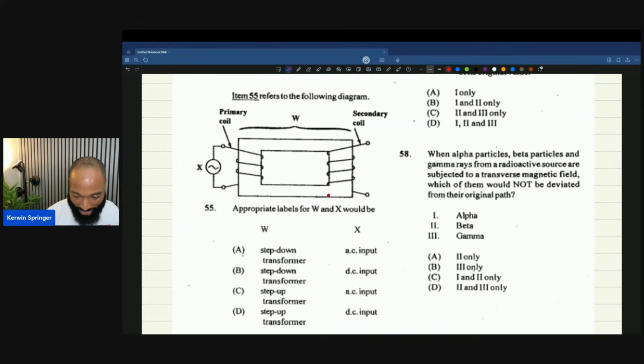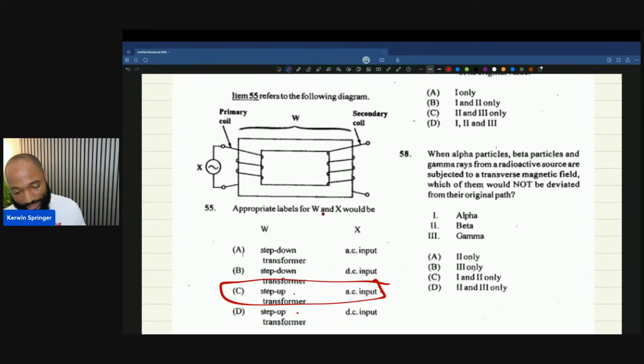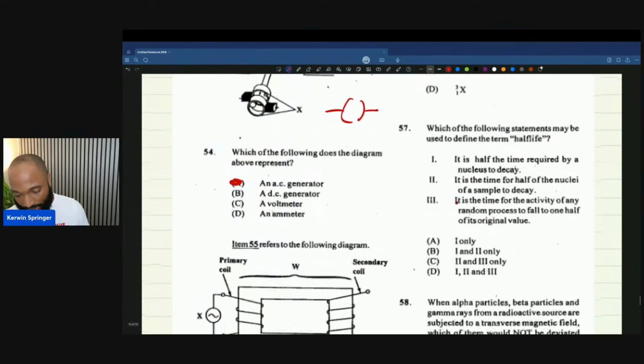W is a step up transformer. So one of these two. X is AC. So bang, C. We're looking at C. Stepping up and it's AC. Always remember that as the AC. Remember somebody made a mistake in that in class today.